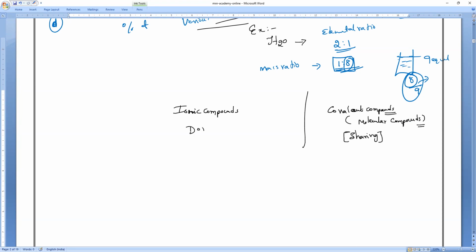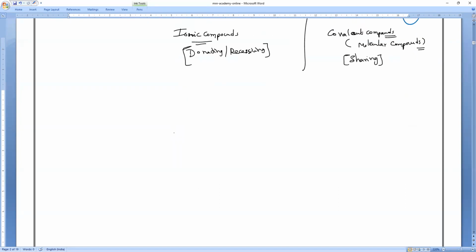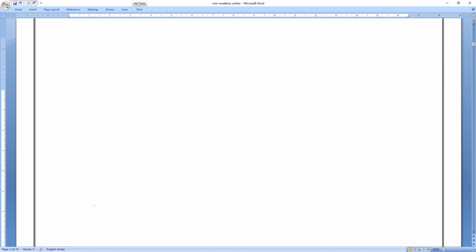Sharing of electrons gives covalent compounds. Donating or receiving of electrons, we call what compounds? Everybody? Ionic compounds. All of you understand? Yes, please.